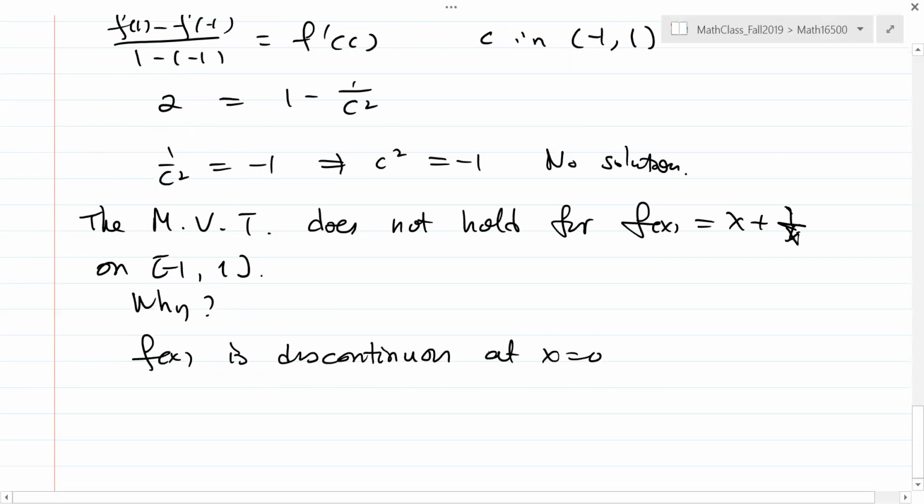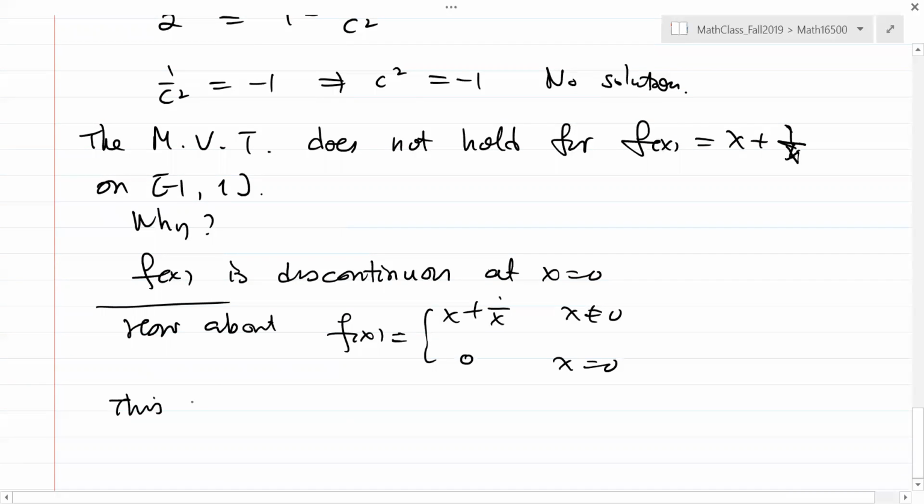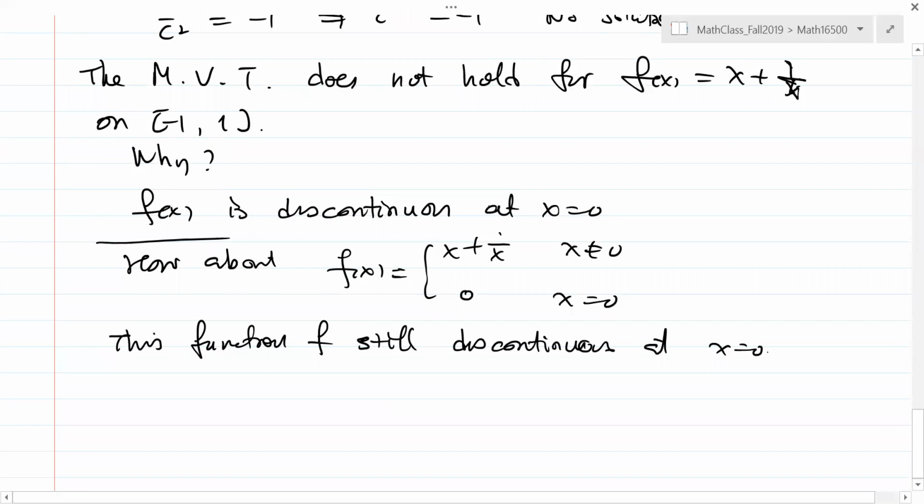The function is not defined at x equals 0. You can assign a value for the function at x equals 0, but even that is still discontinuous. The function should be defined everywhere and continuous, so we cannot apply the theorem. This function f is still discontinuous at x equals 0, so we cannot apply the theorem to this function.